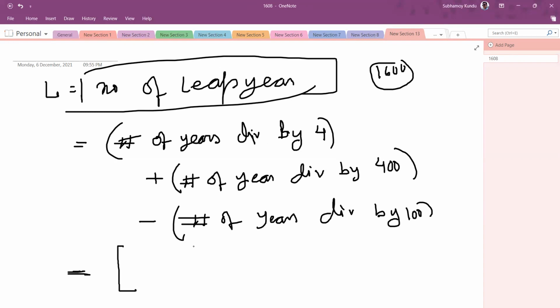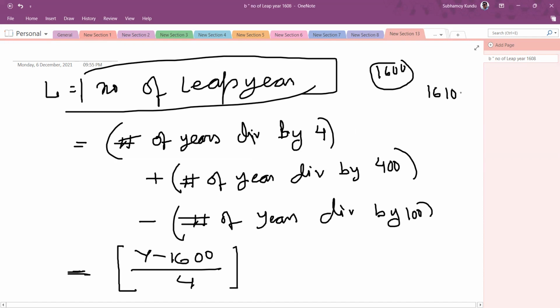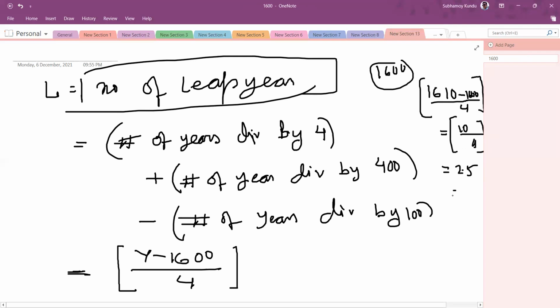In this way, y minus 1600 is divisible by 4. Let's say our target year y is 1610 and we're starting from 1600, so we know there will be only 2 such years, 1604 and 1608. 1610 minus 1600 divided by 4 is 10 by 4, which is around 2.5. But if we use the floor function, it will give us the result that we're looking for.